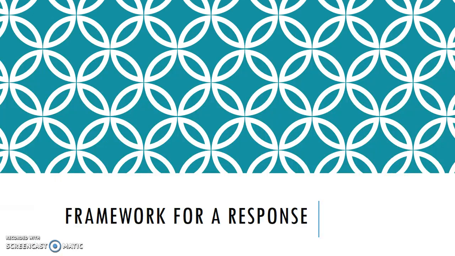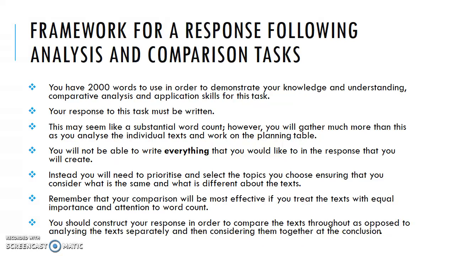Lastly, a bit of a framework for your response. You have 2,000 words to use for this task, and you need to demonstrate your knowledge and understanding, comparative analysis, and application skills within it. Your response must be written. This may seem like a substantial word count, but once you've started to get all of your information together and you've actually started to critically analyze the two texts, you will find that you will run out of room to include everything. So you can't actually include all of the notes that you've used, which is similar to when we looked at Of Mice and Men and Toy Story. We had a lot of notes, but not all of them addressed what we needed them to do.